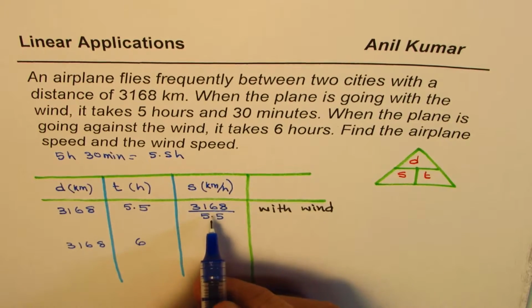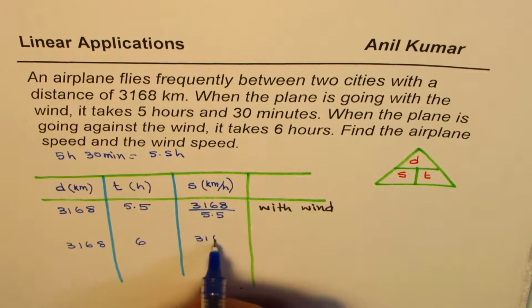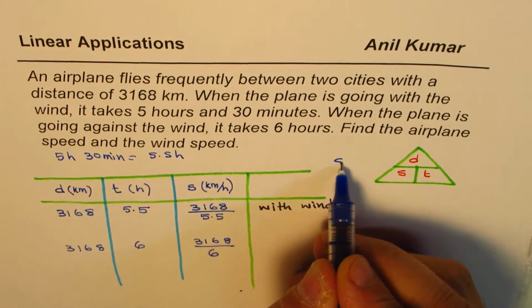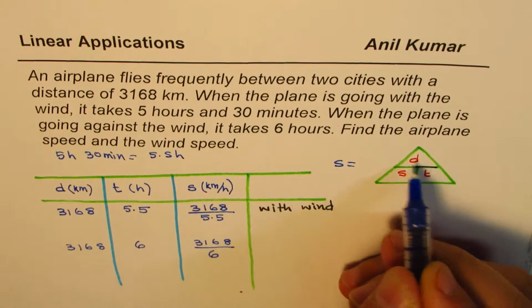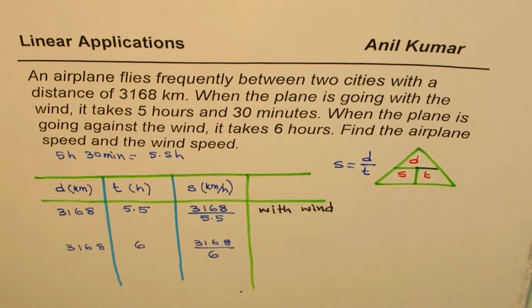The speed is how much? It becomes distance divided by time. So it is 3168 divided by 6, right? So speed, clearly from here, you can write speed equals distance divided by time. Do you see that? That is how this triangle is used.